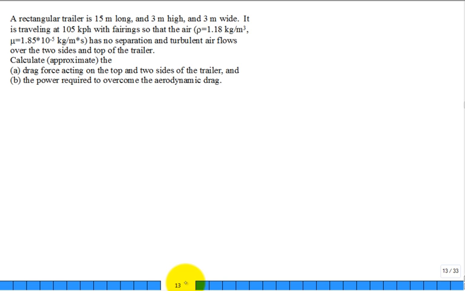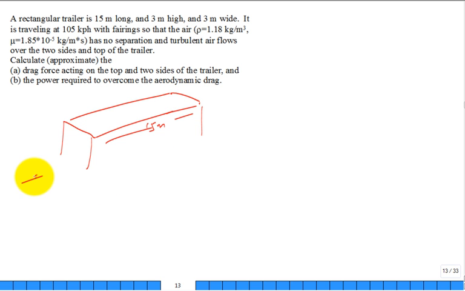We'll come back to this problem, but let me just sketch it out. You have a tractor trailer rig, and so going down the road, the trailer is 15 meters long, right, like that, and the flow is going this way. It has a top and has a side and a side. And if you were just told, use the tools available to you to estimate the drag force acting on the top and the two sides of the trailer, you could do a decent job of it. I mean, it wouldn't be perfect, but it would be a decent job of it, right?